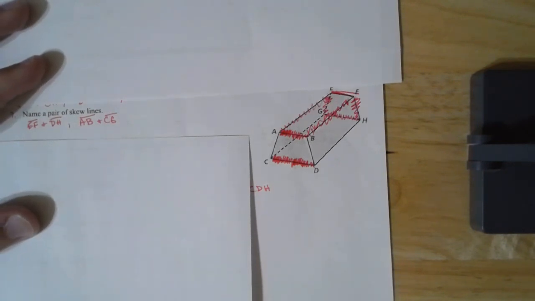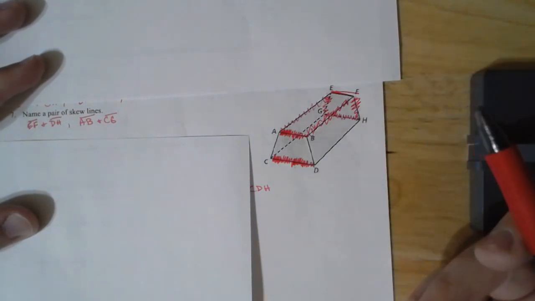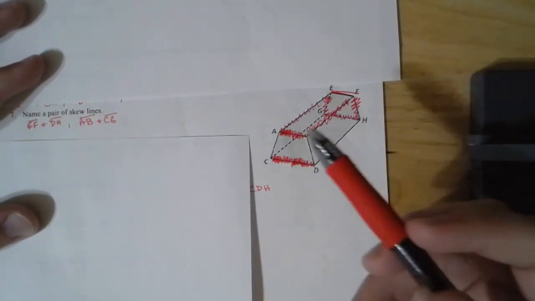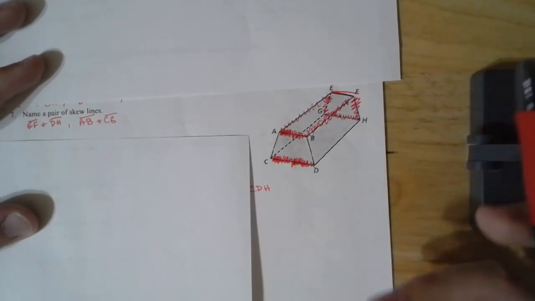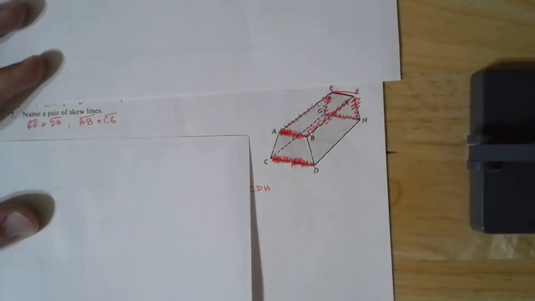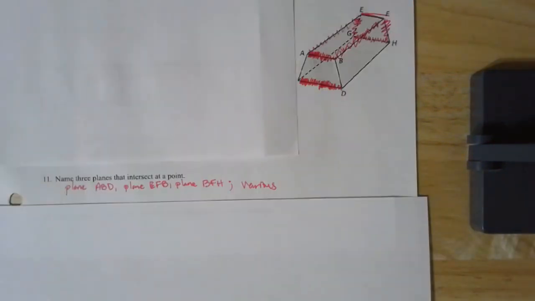And again, there's a ton more examples of what we could have for skew lines. It just depends on you pick one line and then you go through and you cross out the things that are parallel, intersecting, or coplanar with it. And whatever you haven't crossed out can be considered skew with the line that you originally picked. So another example was AB and CG.